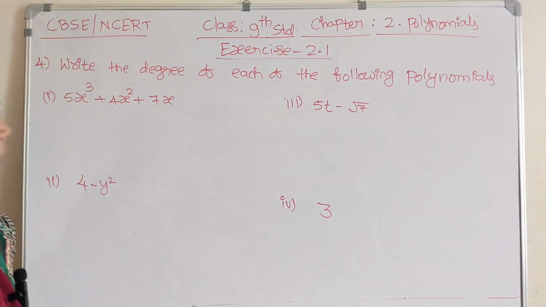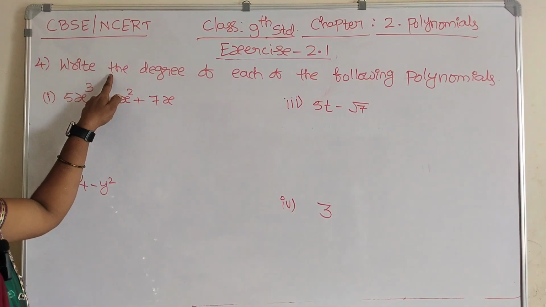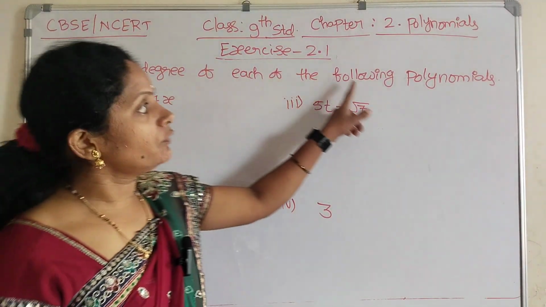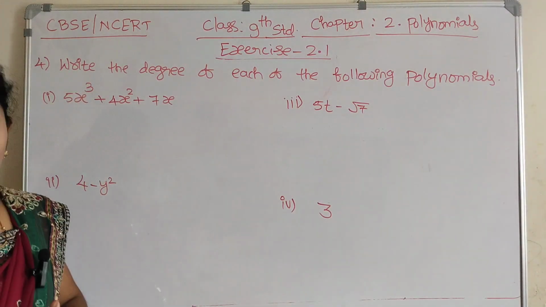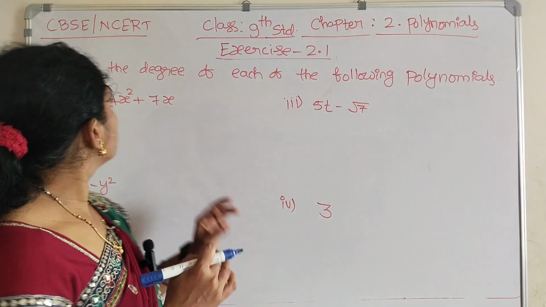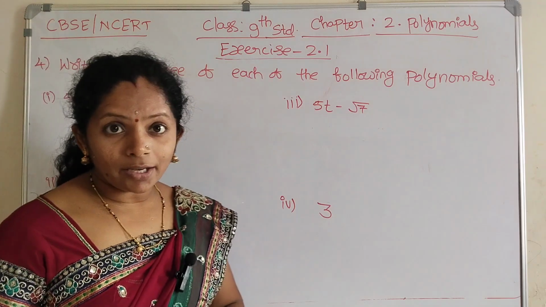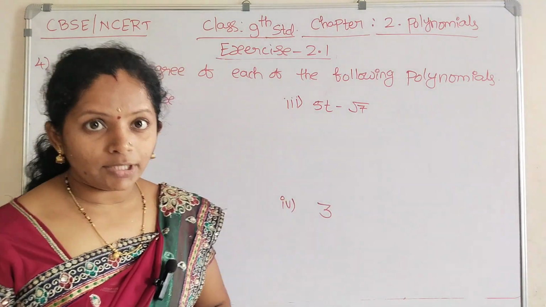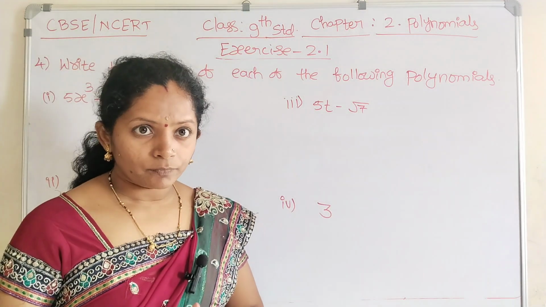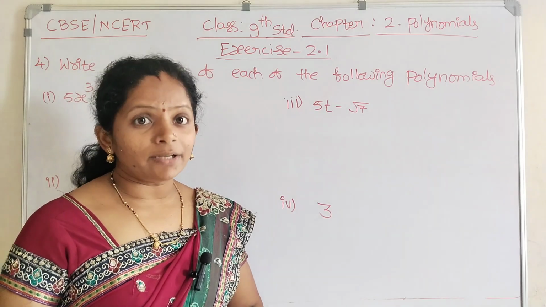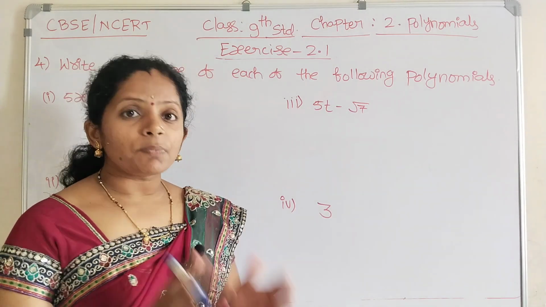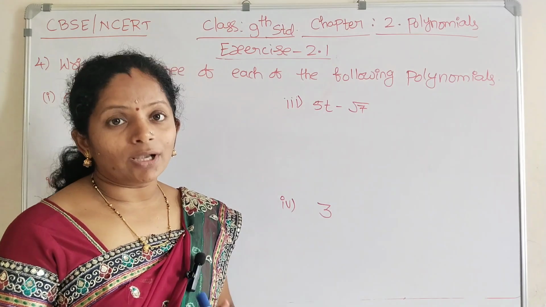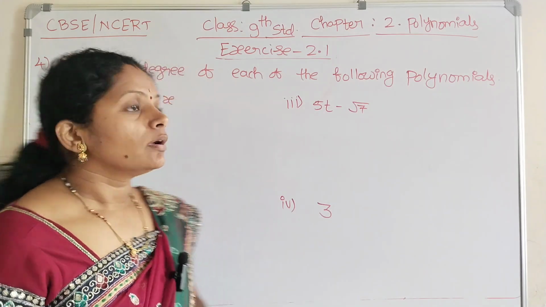Next, question number 4. Write the degree of each of the following polynomials. Here some polynomials are given to us. We have to find out the degree of every polynomial here. What is meant by degree? How can we calculate the degree of any polynomial? Degree means the highest power of a polynomial is called the degree of that polynomial.